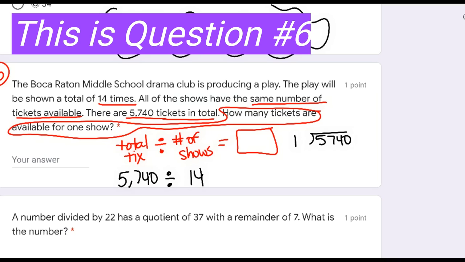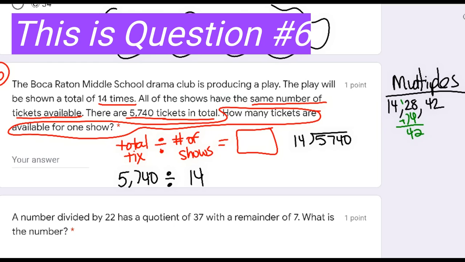5,740 divided by 14. Our handy dandy multiples. 14. If I double it, 28. If I triple it, what do I get? Let's start tripling. Plus 14 to regroup, that's 42. So that gives us 42.